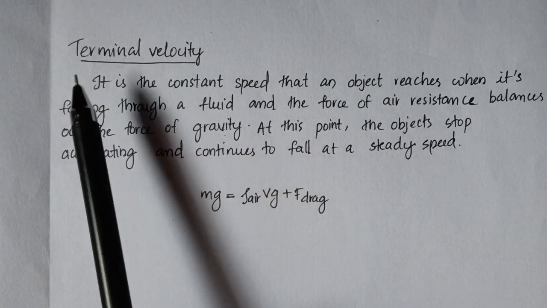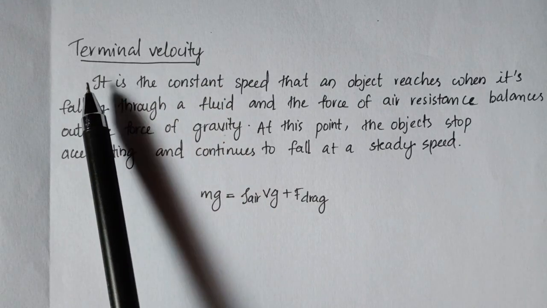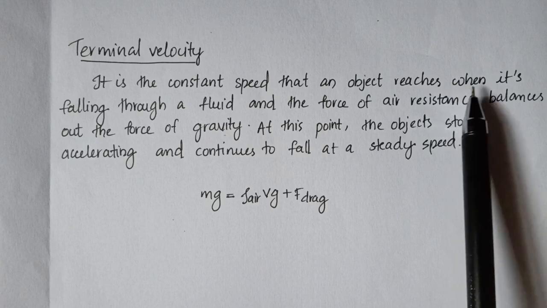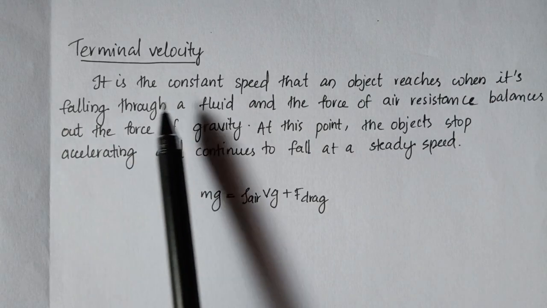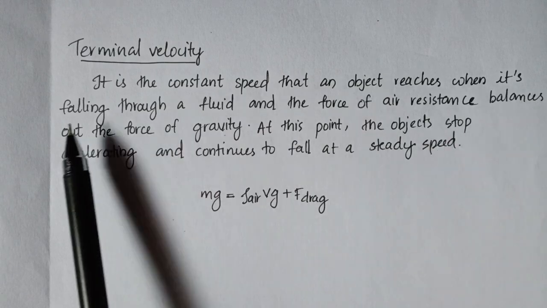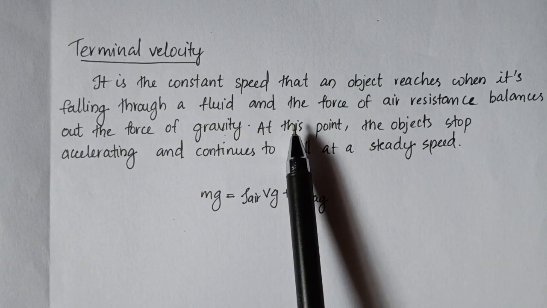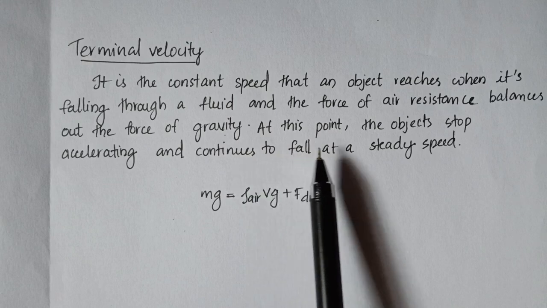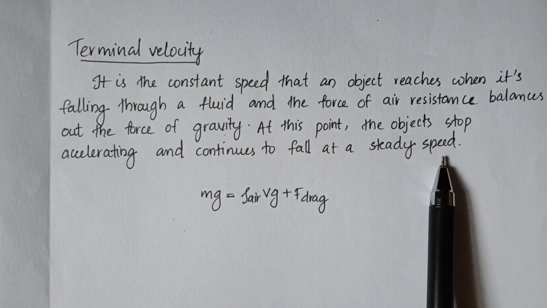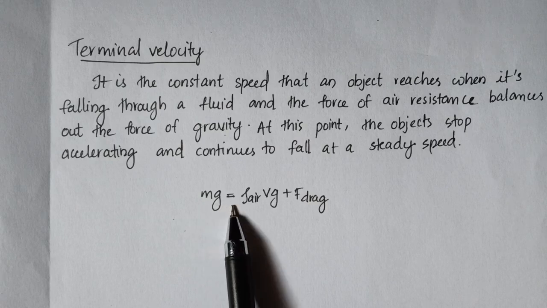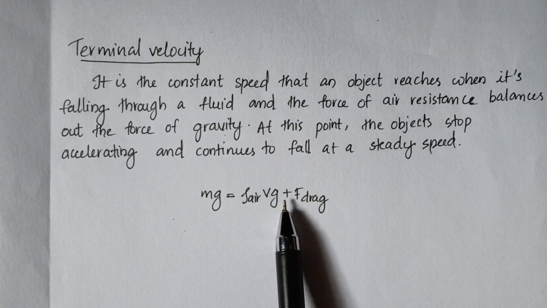And we have terminal velocity. Terminal velocity is the constant speed that an object reaches when it is falling through a fluid, and the force of air resistance balances out the force of gravity. At this point, the object stops accelerating and continues to fall at a steady rate. So, the condition for terminal velocity is mg = rho_air Vg + F_drag.